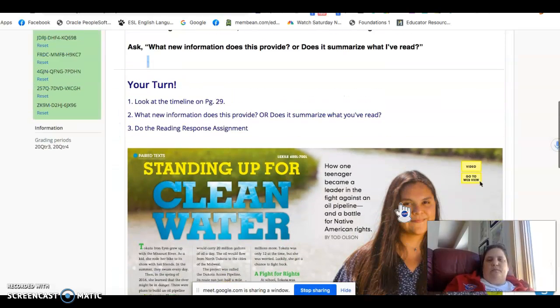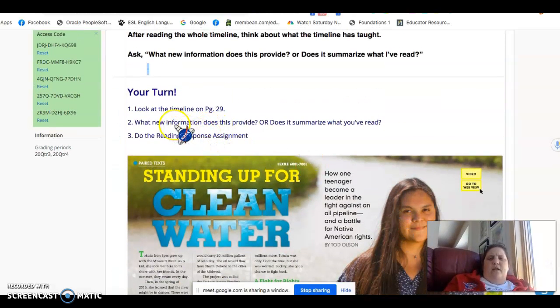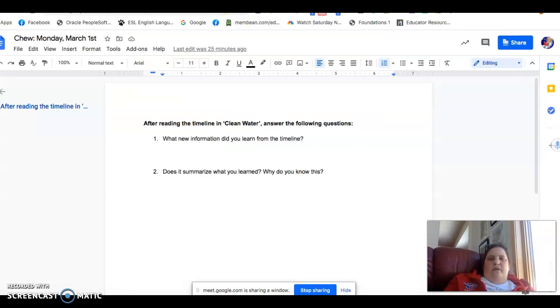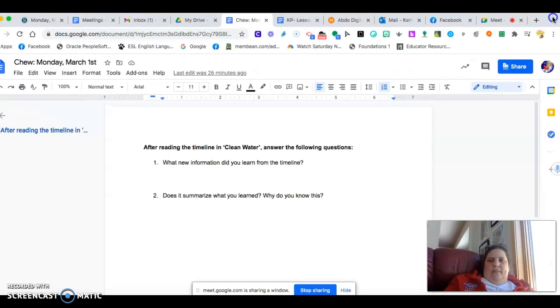And then there's a reading response assignment. All it is, is these two questions. So, new information looks like this. What new information did you learn from the timeline? Does it summarize what you learned? Why do you know this? So why do you know if it's summarized? Or how do you know if it's summarized or didn't summarize? That's it.